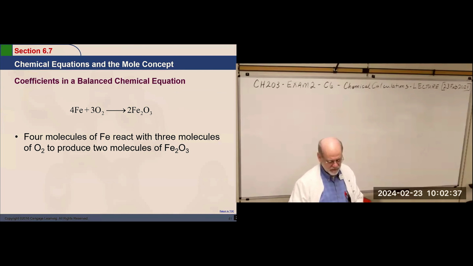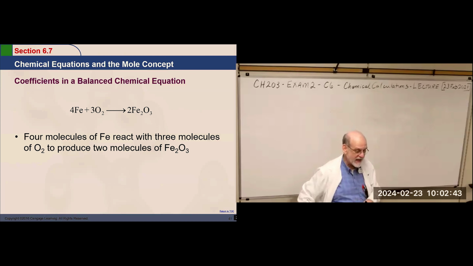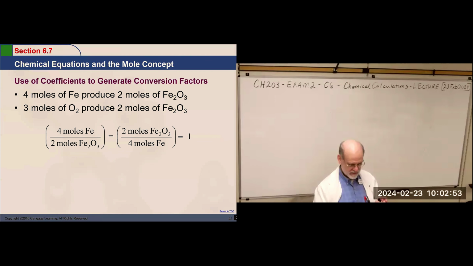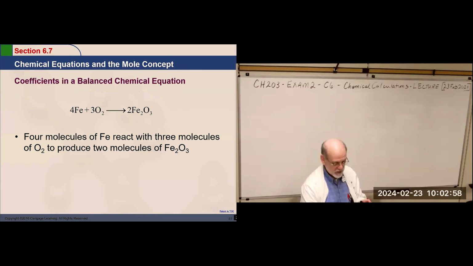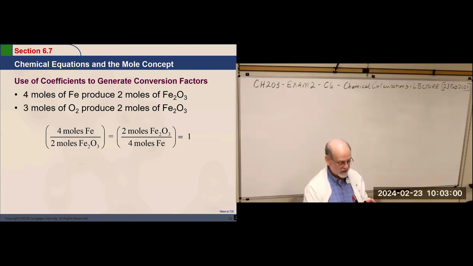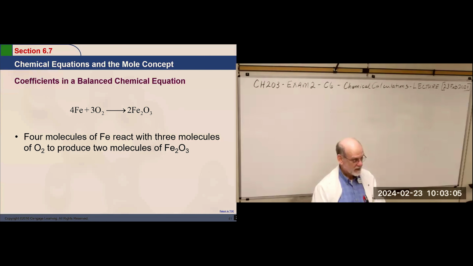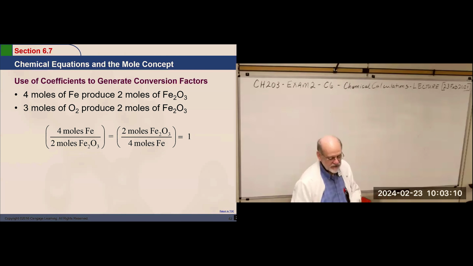Okay. This balanced equation says that 4 atoms of iron react with 3 molecules of oxygen to produce 2 molecules of Fe2O3. That's what that says. It also says 4 moles of iron produce 2 moles of Fe2O3, or 3 moles of oxygen produce 2 moles of Fe2O3 in that reaction. So what we're saying is these coefficients give us conversion factors.